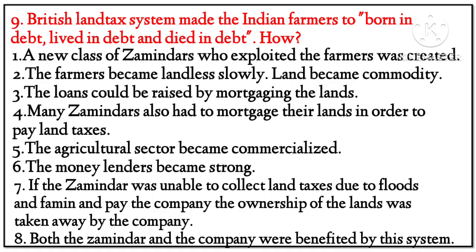The agricultural sector became commercialized. The money lenders became strong. If the zamindar was unable to collect land taxes due to floods and famine and pay the company, the ownership of the lands was taken away by the company. Both the zamindar and the company benefited by this system.